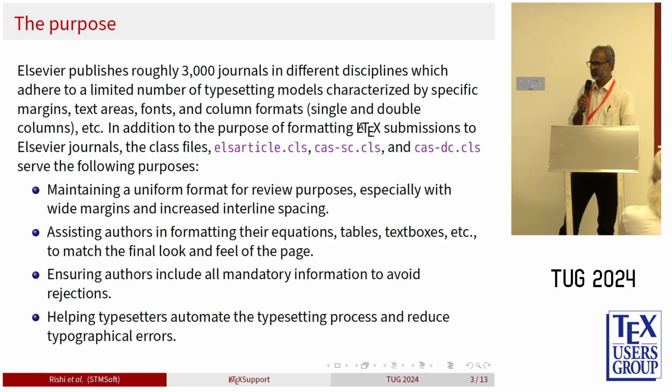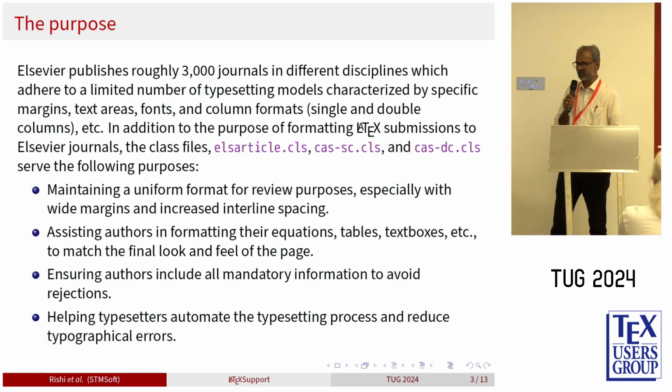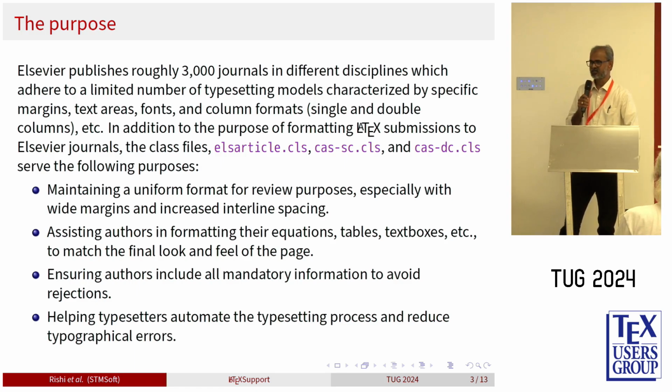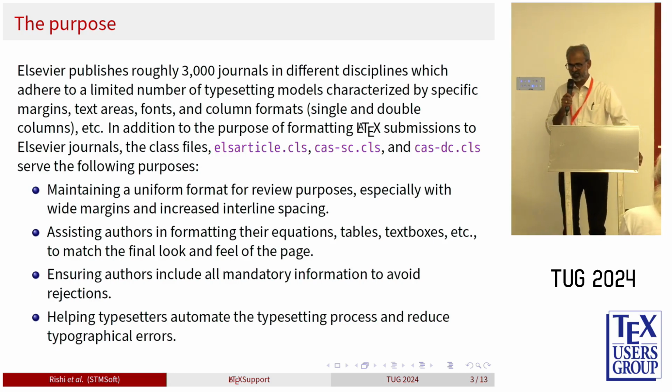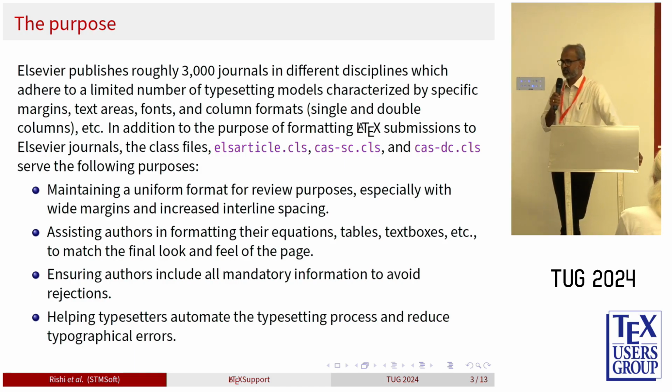When an author submits an article to a particular journal, Elsevier recommends they must use either Elsarticle class, CAS SC class, or CAS DC class. These instructions are available in their Guide for Authors page and other documentation sites. The main purpose of maintaining these templates and class files is to maintain a uniform format for review purposes, especially with wide margins and increased interline spacing.